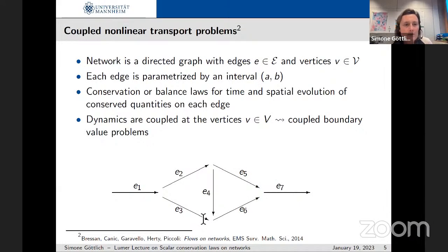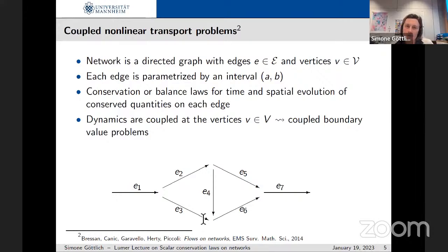So very roughly speaking, we say that first of all, a network is a directed graph, consisting of edges E and vertices V. We say that each edge in our network is parameterized by an interval [a,b]. So there's some spatial area, and this is one-dimensional. Also very important: in the way of modeling, we have in mind there's only one space dimension later on, when we really go through all the mathematical ingredients.